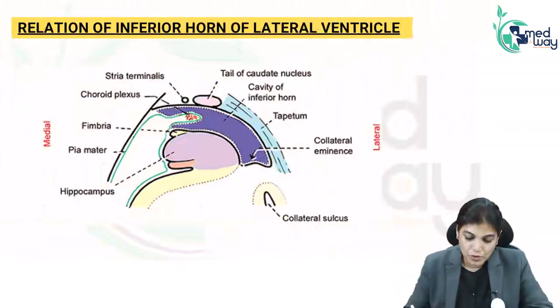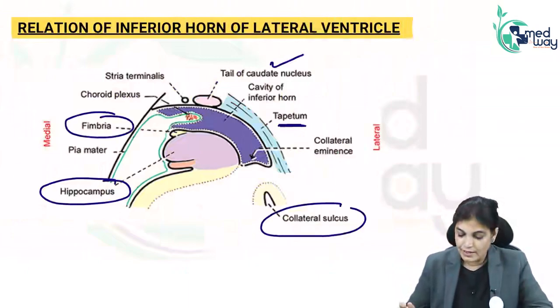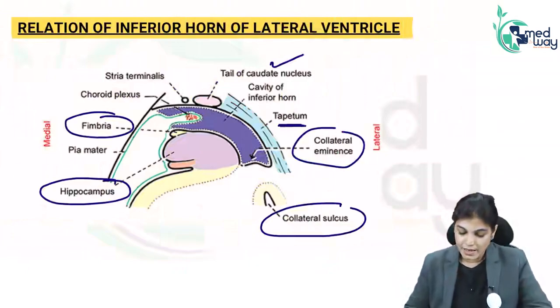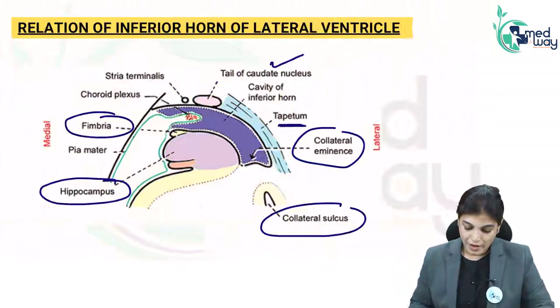Here, the roof is related to the tapetum fibers and also to the tail of the caudate nucleus. If I talk about the floor, exactly in the floor we have the hippocampus, the fimbriae, and also the collateral sulcus, which forms the collateral eminence. This is very important, and you can also see part of the choroid plexus related.